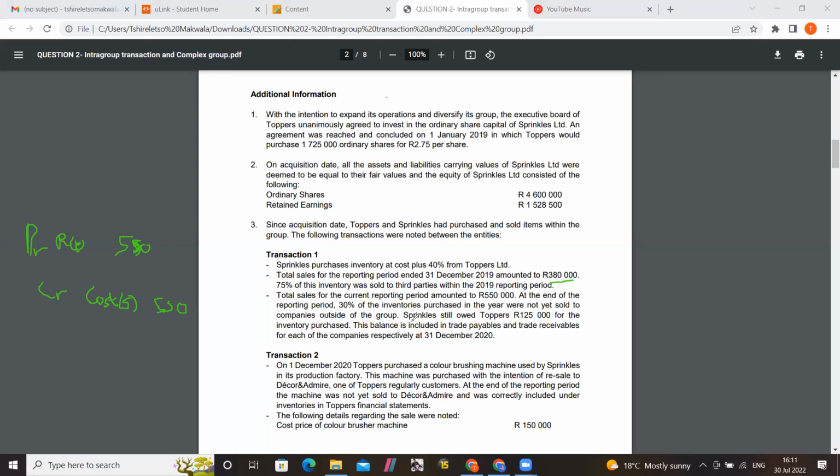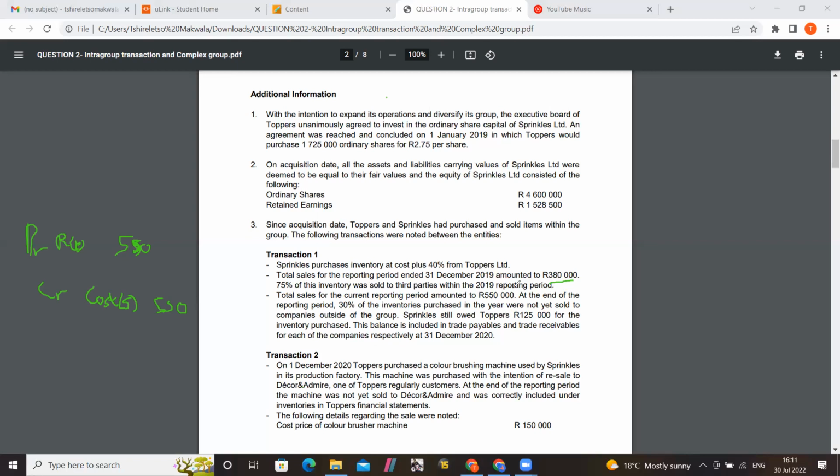So we're gonna say 550,000 multiplied by 30%, right? So that's the inventory that's left, 165,000. Now, this inventory, is it the correct inventory amount? No, it's not. Why?